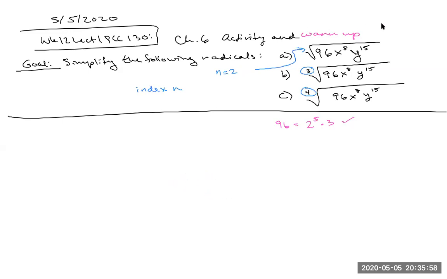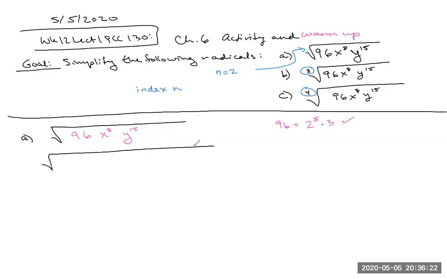All right, so we'll just do one of them at a time. Start with part A. Square root of 96 x to the 8th, y to the 15th. Now this part's going to be kind of a pain in the butt. I'm actually going to do it the long way. If you're already comfortable with the exponent way, you can do that one as well. I'll show you that trick before I move on to the homework for today.